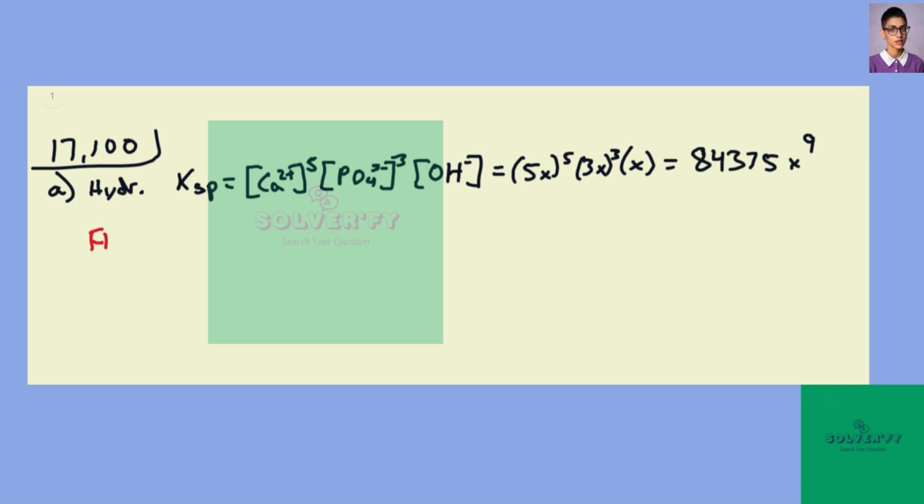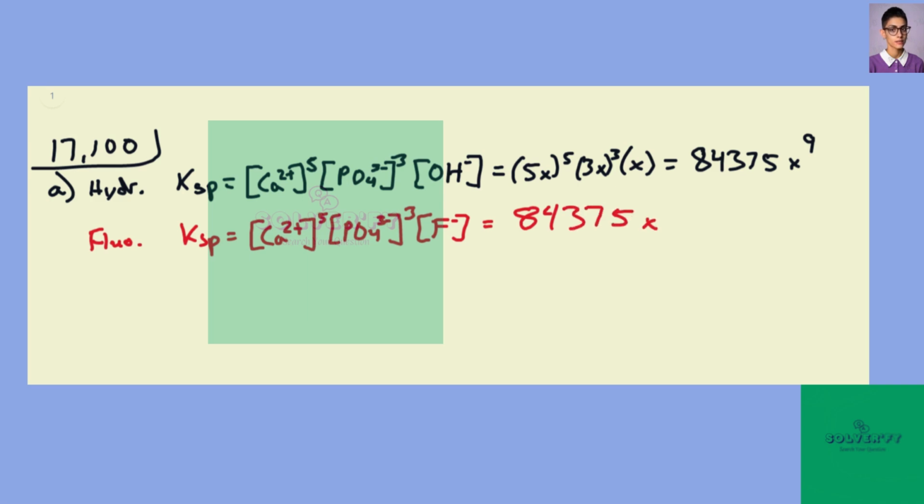For the fluoroapatite, it's the same thing, except the last ion is changed from hydroxide to fluoride. And since all of the coefficients and superscripts are the same, we have the same value, 84,375 x to the 9th power.